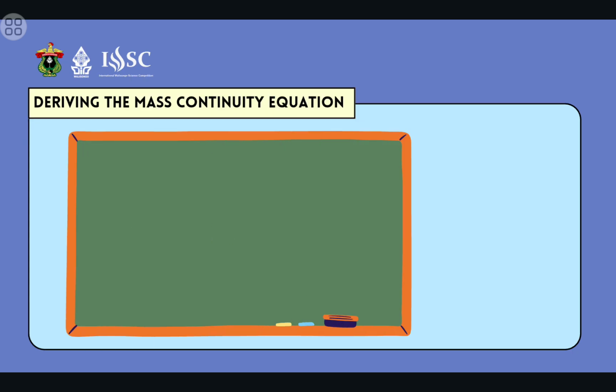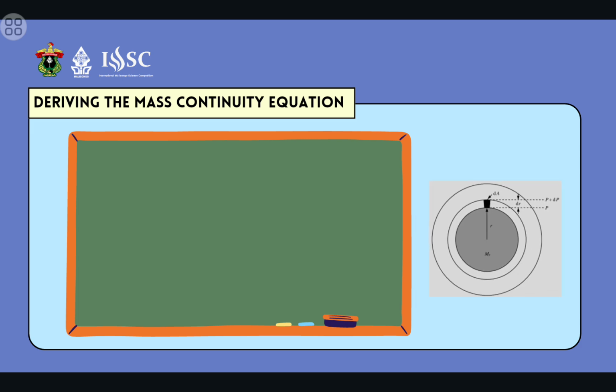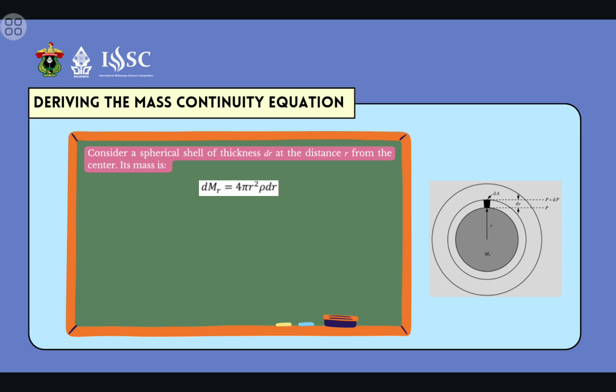Now, the next step, deriving the mass continuity equation. So, take a look again at the picture. Consider a spherical shell of thickness dr at the distance r from the center. Its mass is dm(r) equal to 4 pi r squared rho dr. Or, we have another form of separable differential equation like this: dm(r) over dr is equal to 4 pi r squared rho. Equation 3 is the mass continuity equation.